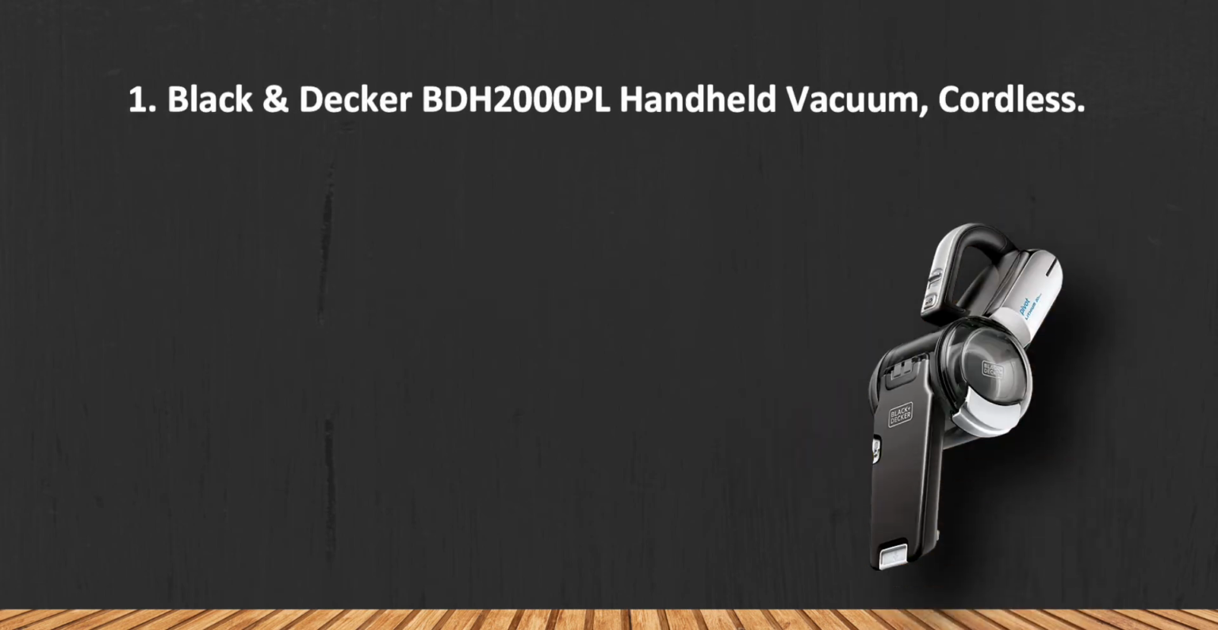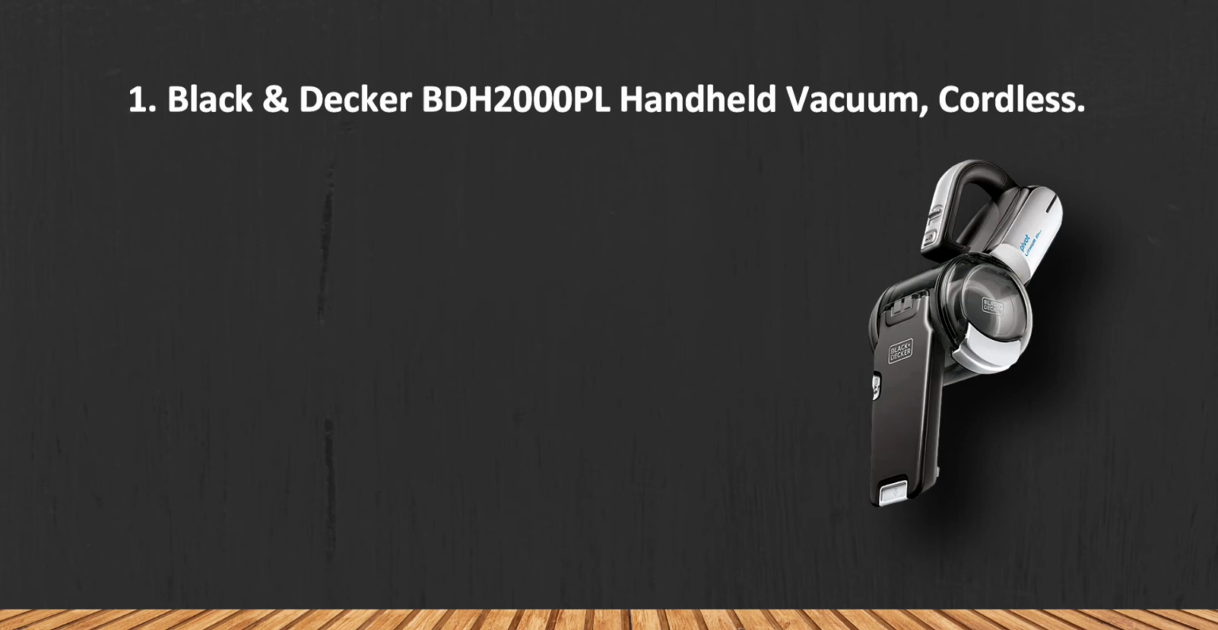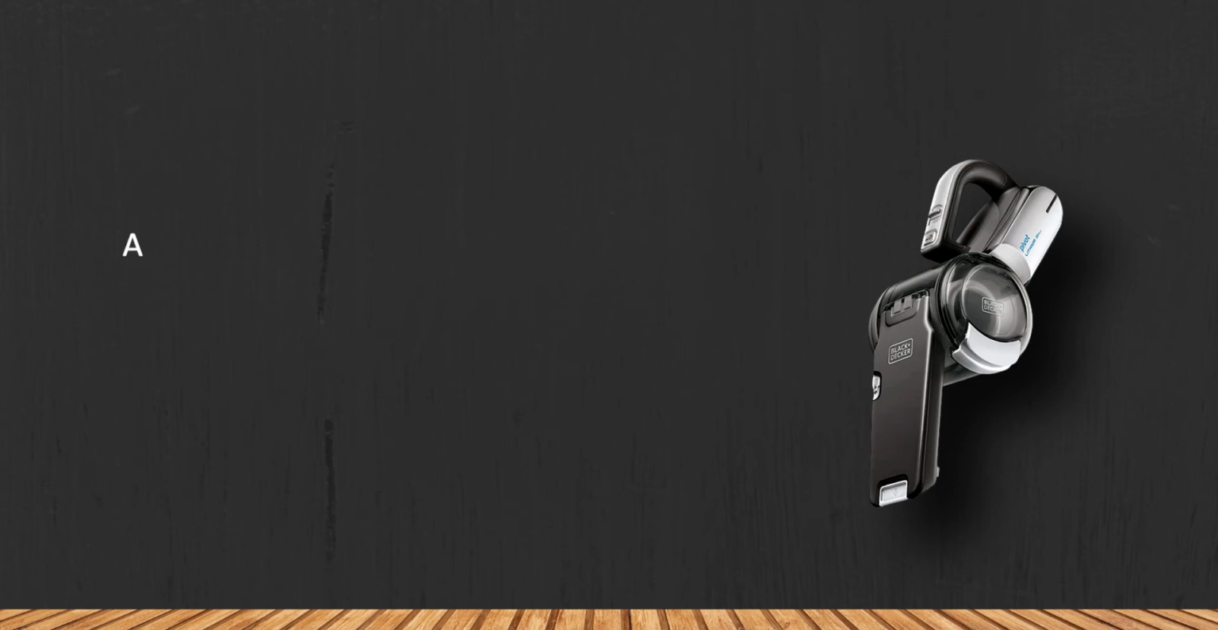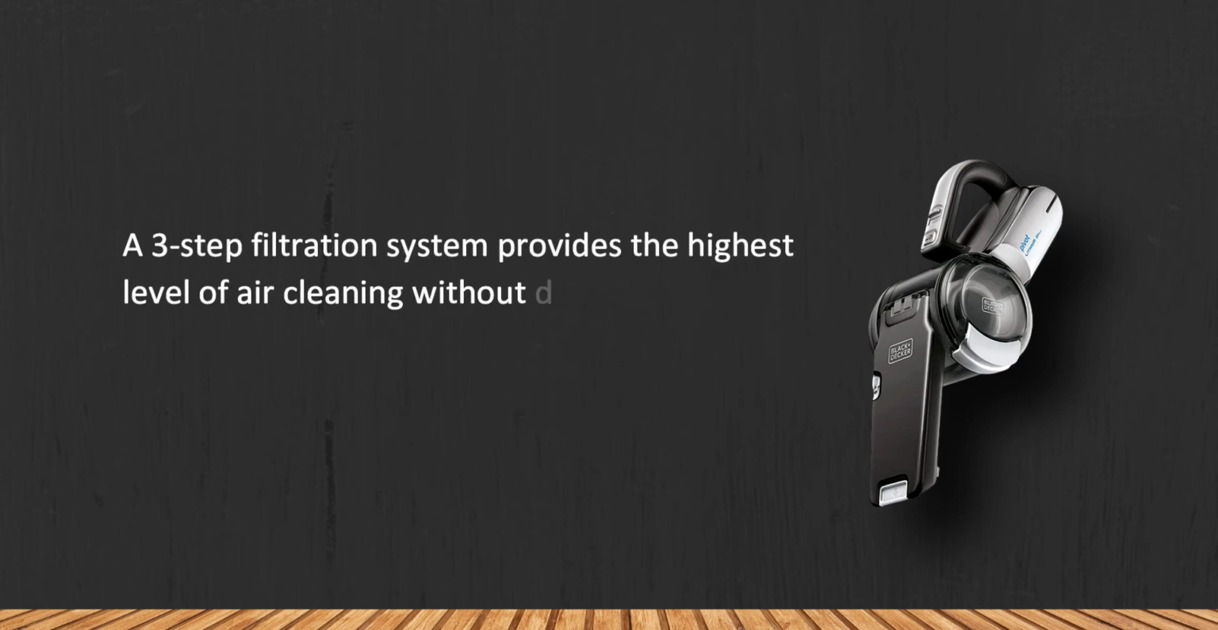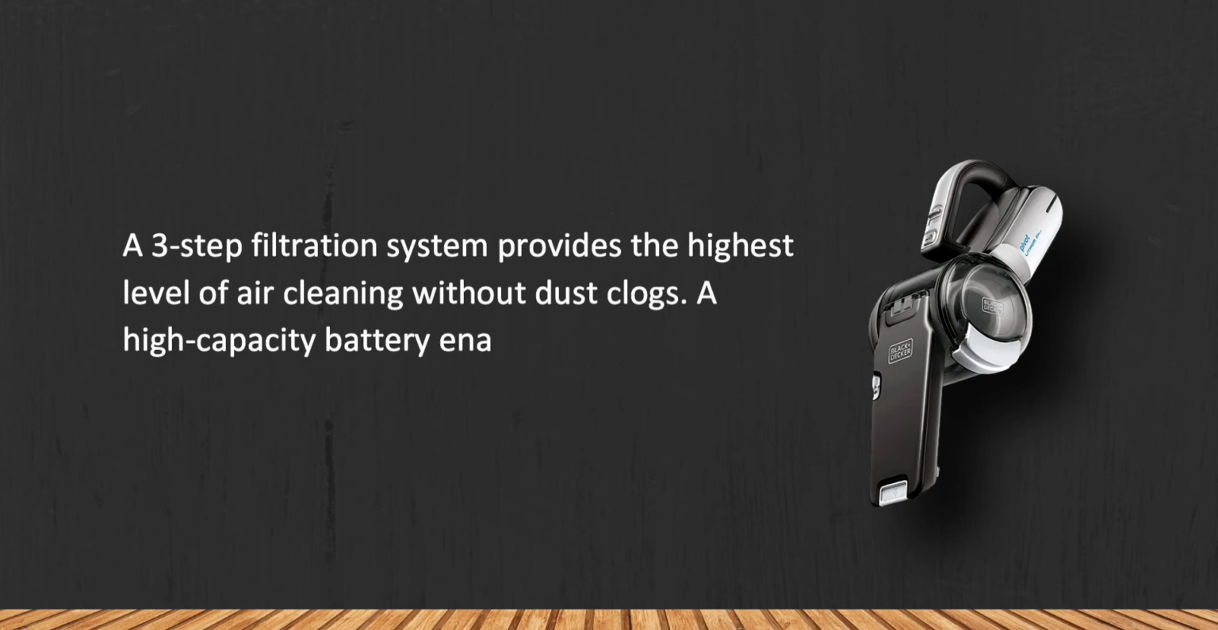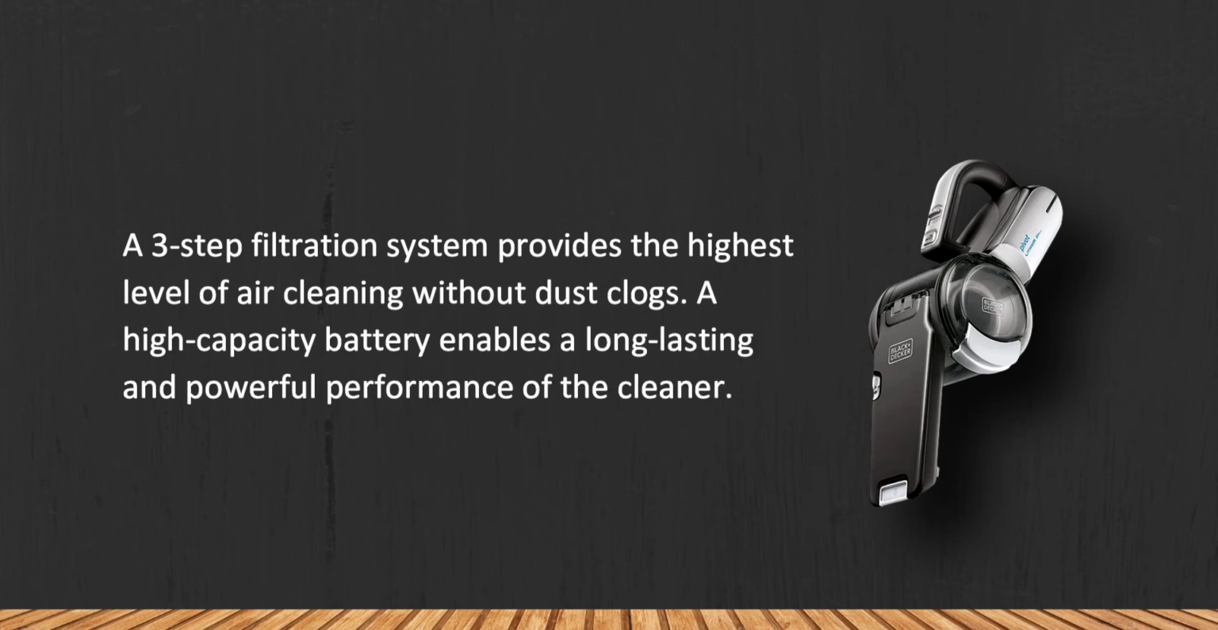At number 1, Black & Decker BDH2000PL Handheld Vacuum, Cordless. A 3-step filtration system provides the highest level of air cleaning without dust clogs. A high-capacity battery enables a long-lasting and powerful performance of the cleaner.